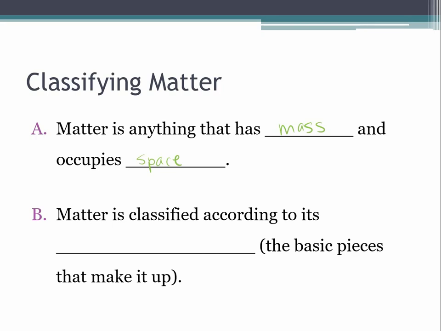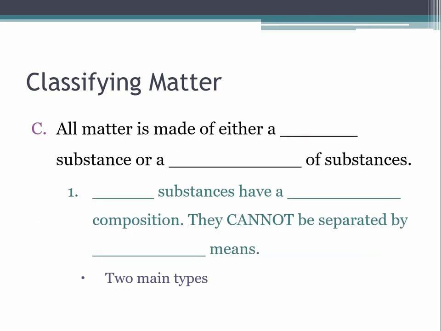So we break it down into some smaller groupings to make it easier to talk about, and we do that according to its composition, which is just the basic pieces that make it up. What is it made of? All matter is either a pure substance or a mixture of substances. Basically, it's either made of one type of thing or it's made of a lot of types of things. Those are your options. So first we'll talk about pure substances.